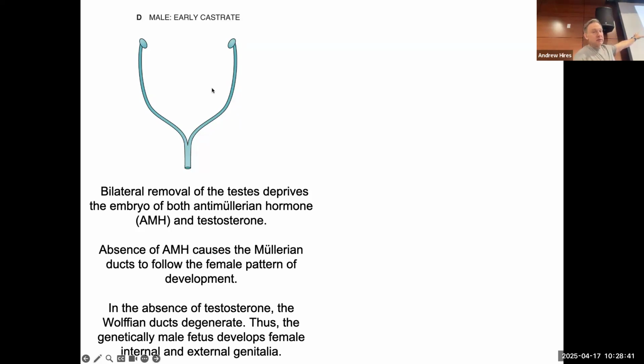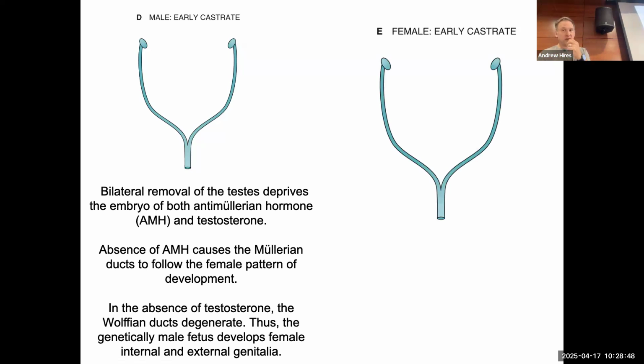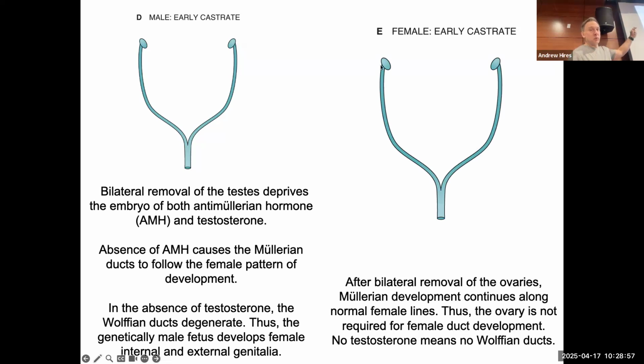So this male fetus is going to develop female internal and external genitalia. On the other hand, if you have XX and you castrate, you're going to have a very similar situation. You're still going to have Mullerian development. The Wolffian ducts will degenerate because there's no testosterone. This basically shows that the ovary is not required for female duct development. It's basically the default pathway.